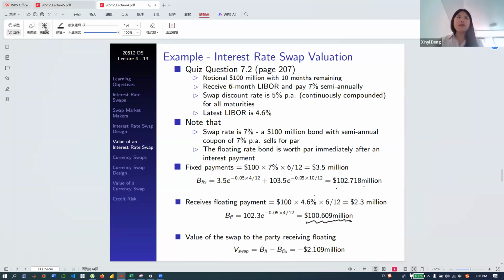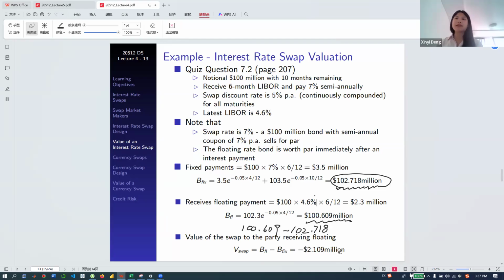So anyways, it's also still here. The fixed rate bond value, which we just calculated, is this amount. So we're just using that, 100.609 minus this $102.718 million. So that's how we get this value of the swap here.